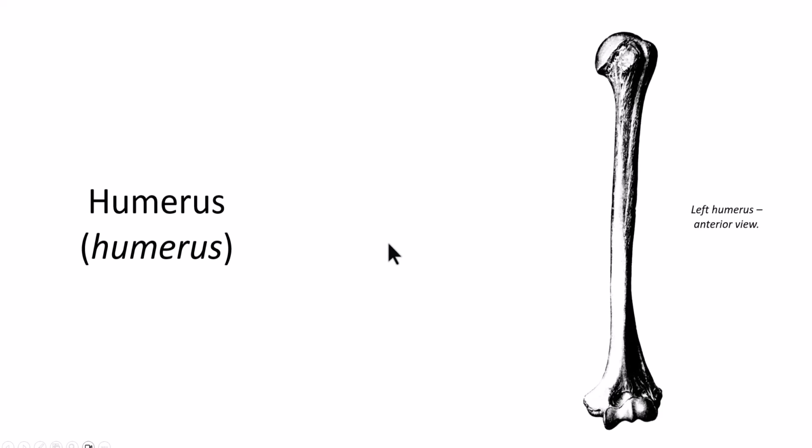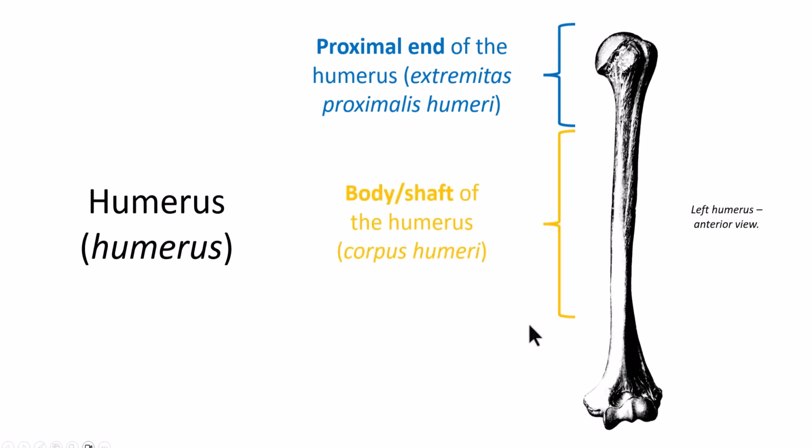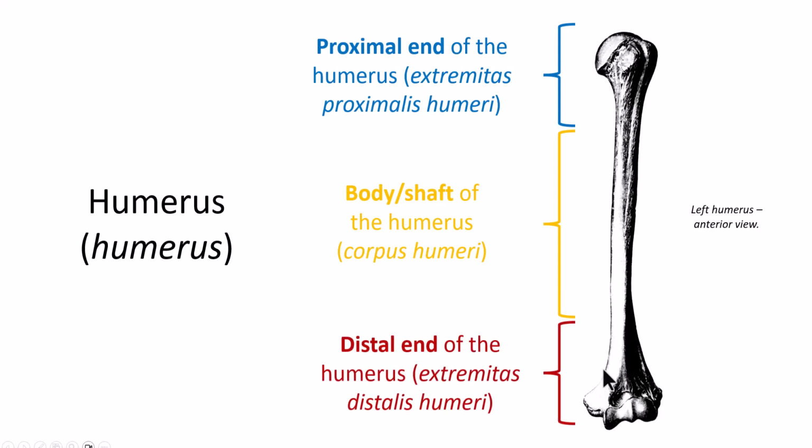Let's begin with the humerus, the title bone of today's lecture. It is the first structure belonging to the free part of the upper limb. The humerus is a typical long bone, so we can distinguish three main parts. The proximal end of the humerus, extremitas proximalis humeri, the shaft or body of the humerus, corpus humeri, and the distal end of the humerus, extremitas distalis humeri.